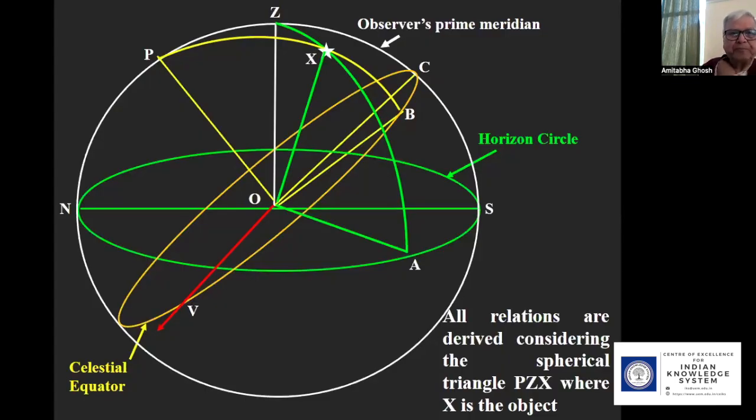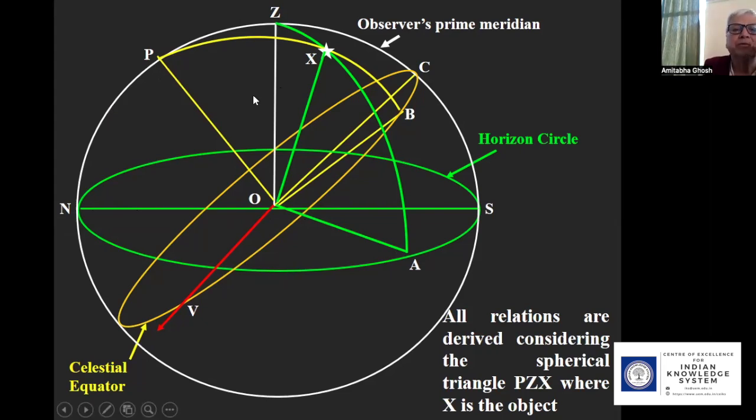Now, I think I'll use pen and paper just now, but before that, I'll show what we are going to do. So this is the celestial sphere, and this is the horizon circle, the green one, and this is the observer. This is the north point, this is the south point, this is the north-south line, and this is the vertically up direction, zenith. And this red circle passing through N, Z, and S is the observer's prime meridian, which also has the pole star.